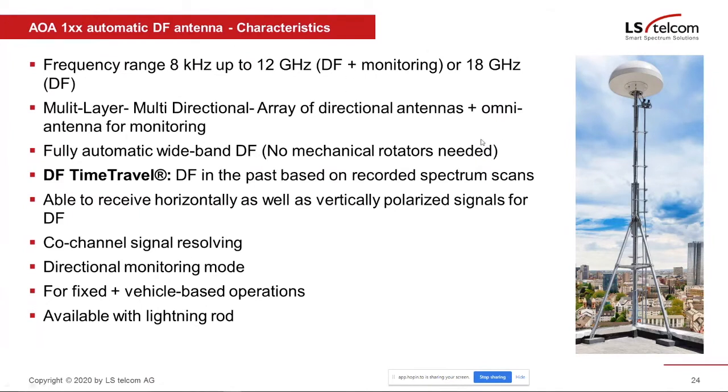It's also able, with one antenna, to receive horizontally as well as vertically polarized signals. You can resolve multiple co-channel signals, for example, if you have an interferer and a wanted signal. You can also use a directional element of this antenna to perform monitoring, to look only at a specific direction. For example, for border monitoring, if you want to know everything which comes from outside the border.